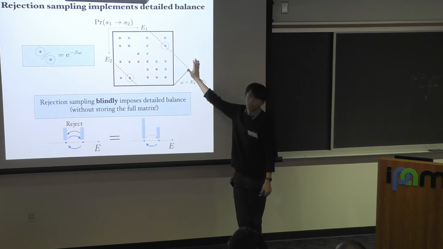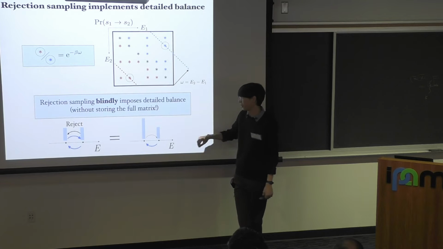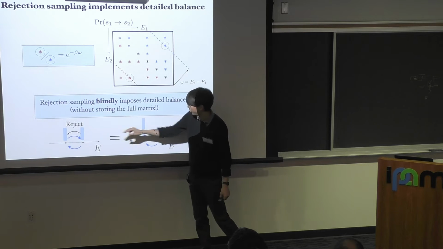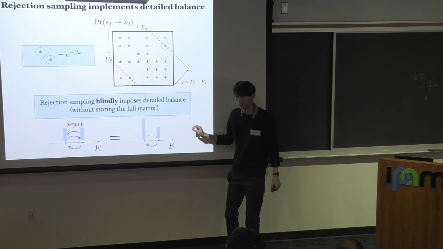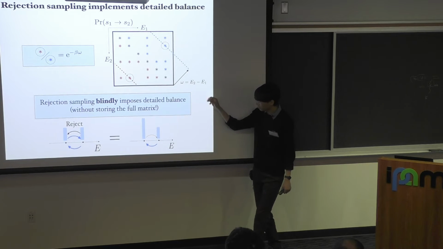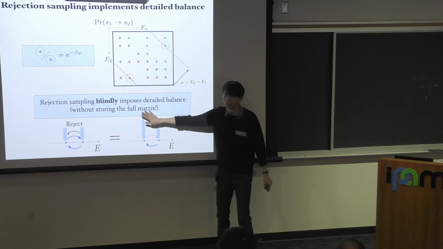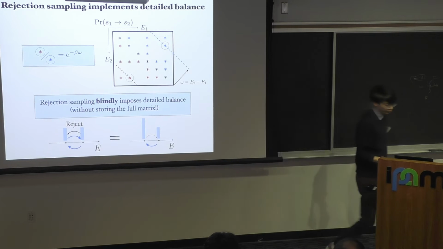So again, you're not writing down the full matrix. It's just that in your algorithm, whenever you see an energy increasing transition, you do the according jumps. So this allows you to get detailed balance without storing the full matrix. So this is kind of really, really magical.